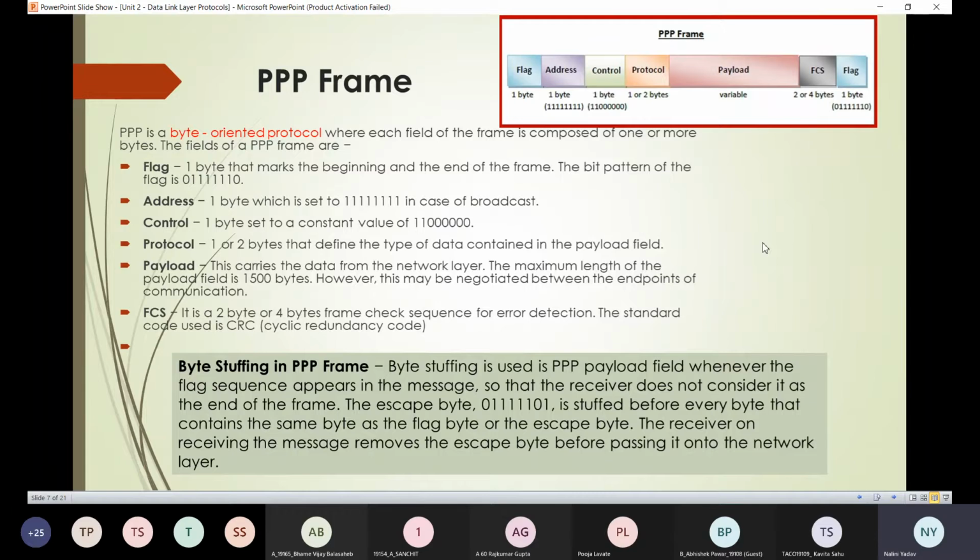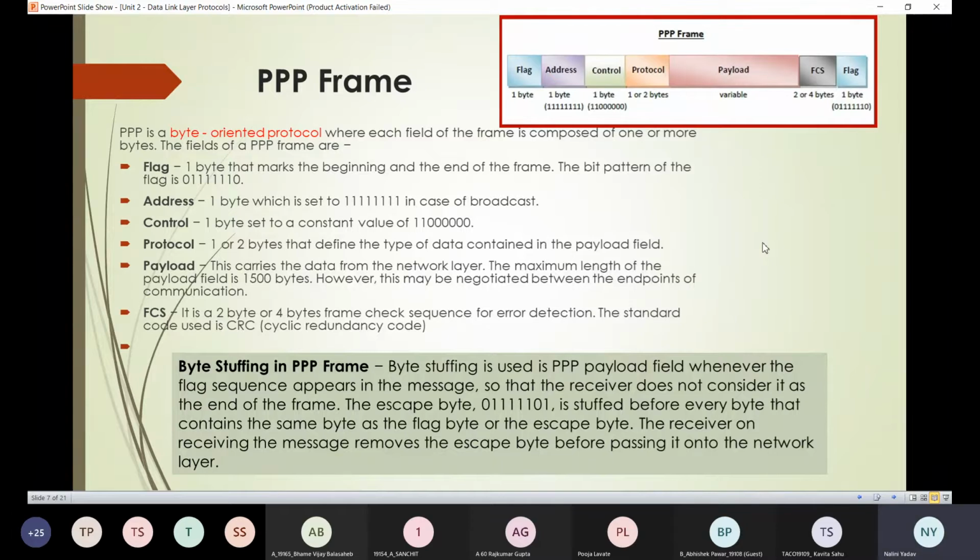And then lastly, we have the FCS field. This FCS is the frame check sequence, right? And it is used for error detection. It is either a 2 byte or a 4 byte field. And the standard code used is CRC. We have seen the CRC in this unit. So that particular CRC code is appended in this FCS and it is sent with the frame. Fine. So these are the different fields of the PPP frame.